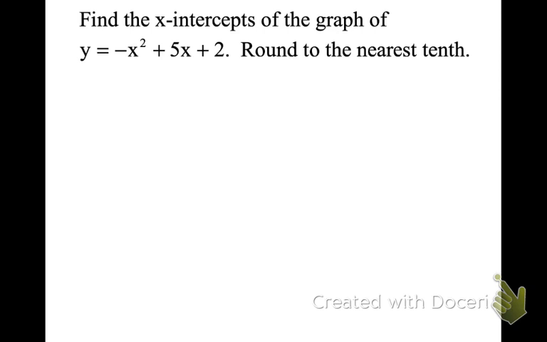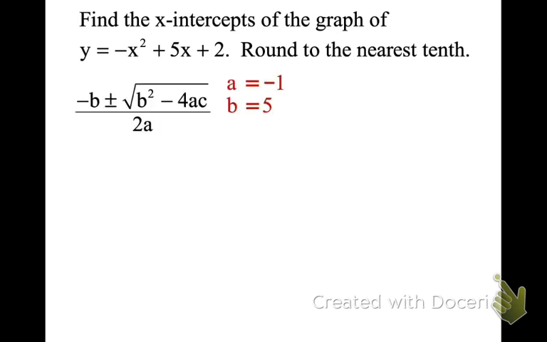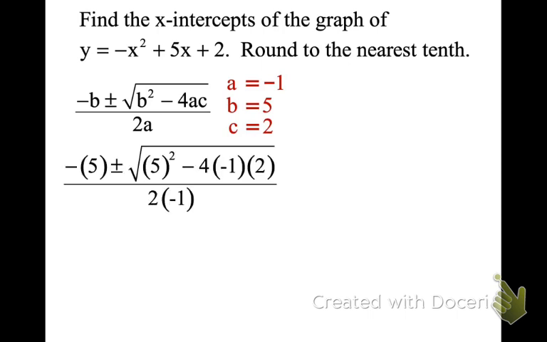All right, let's check our work. My A is negative 1, my B is 5, and my C is 2. All right, let's continue. So I'm substituting in negative 5 plus or minus 5 squared minus 4 times negative 1 times 2, all over 2 times negative 1. So we get negative 5 plus or minus... Now this is how I want you to work, vertically. Plus or minus 25 plus 8 over negative 2. So 25 plus 8 is 33.